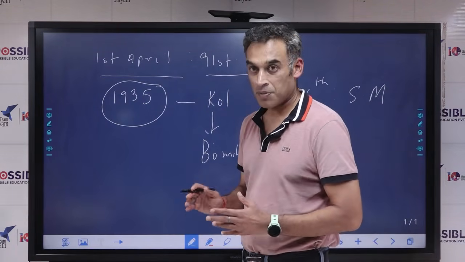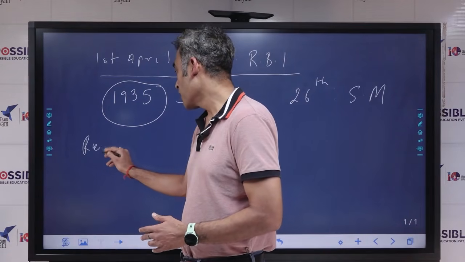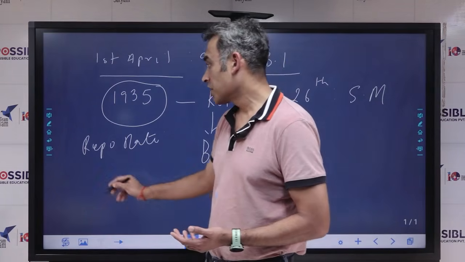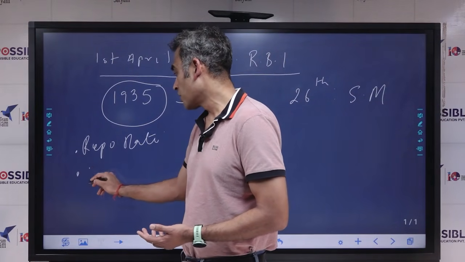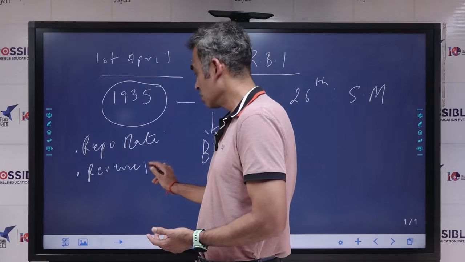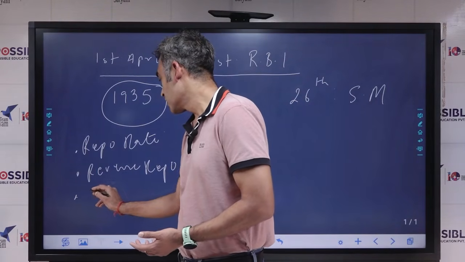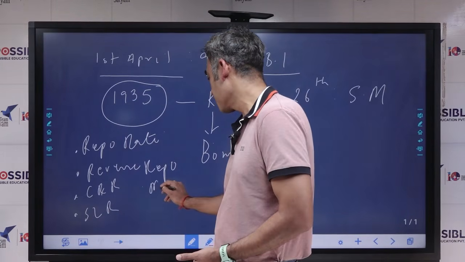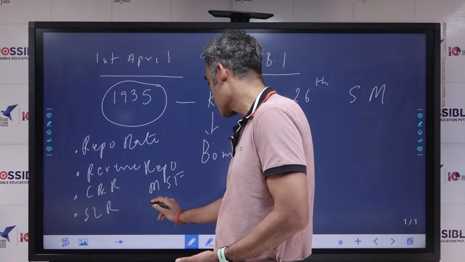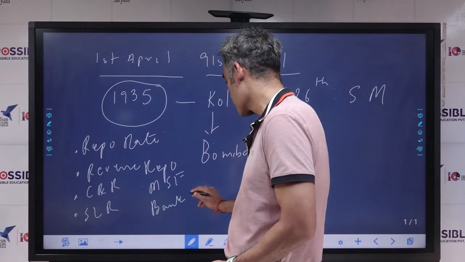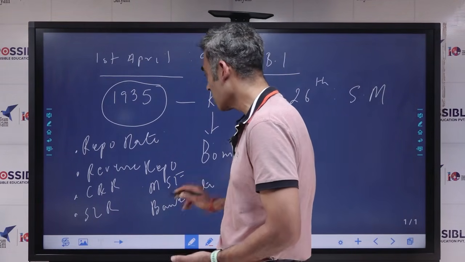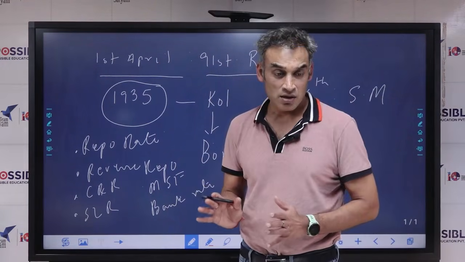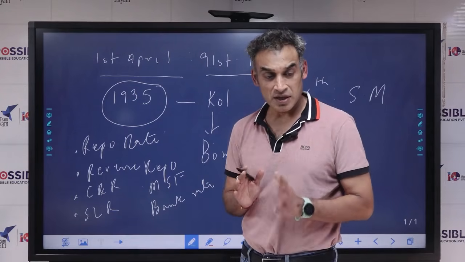Also, when you're reading about RBI, you have to look at the following things, which are very commonly asked in examination. What is repo rate? What is reverse repo rate? Okay. What is CRR, SLR, MSF, bank rate? Okay. So just to give you a basic snapshot, now this will take an entire class on RBI, but I'm just giving you a basic snapshot.